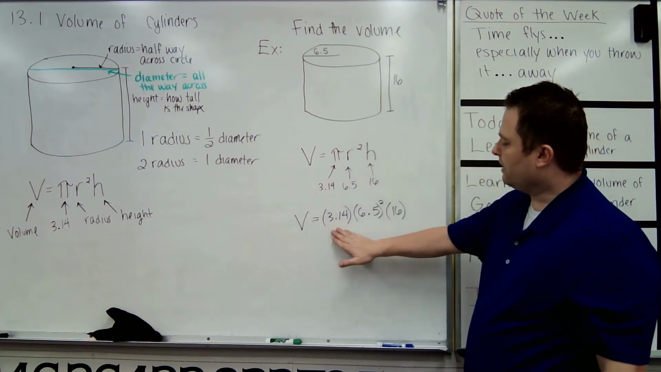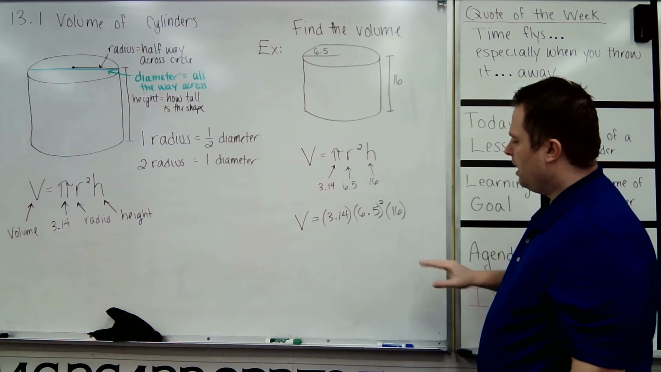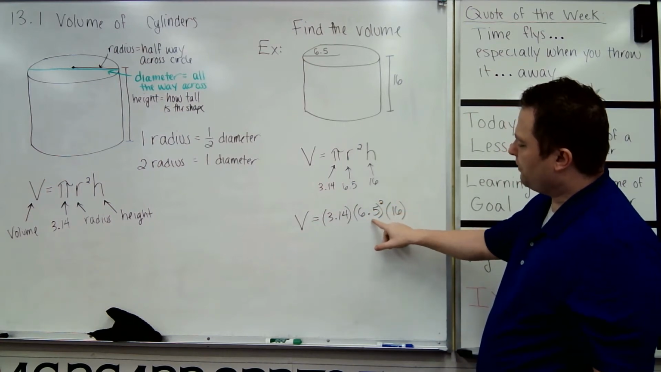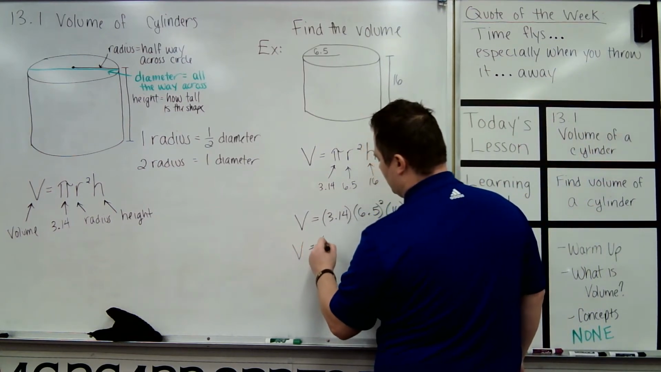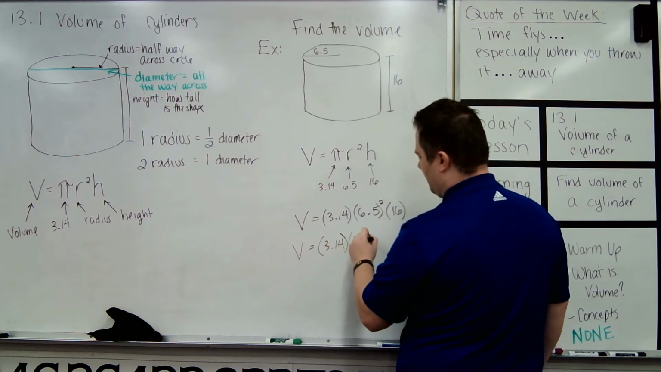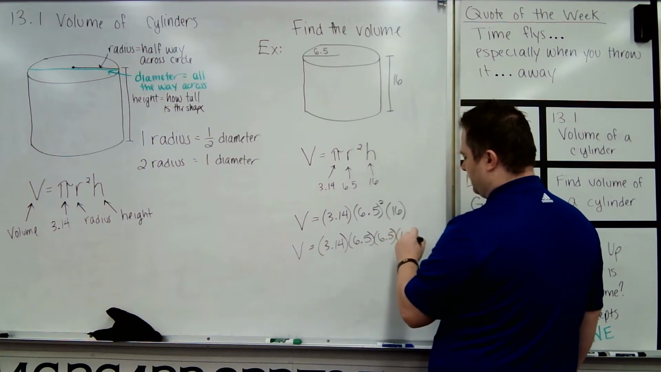You'll notice that it's a number times another number, which is being squared, times another number. I like to deal with the exponents first, but I know what 6.5 squared is. So let's add one extra step here. V equals 3.14. That's staying the same. And this is just 6.5 times 6.5. And that's also times 16.